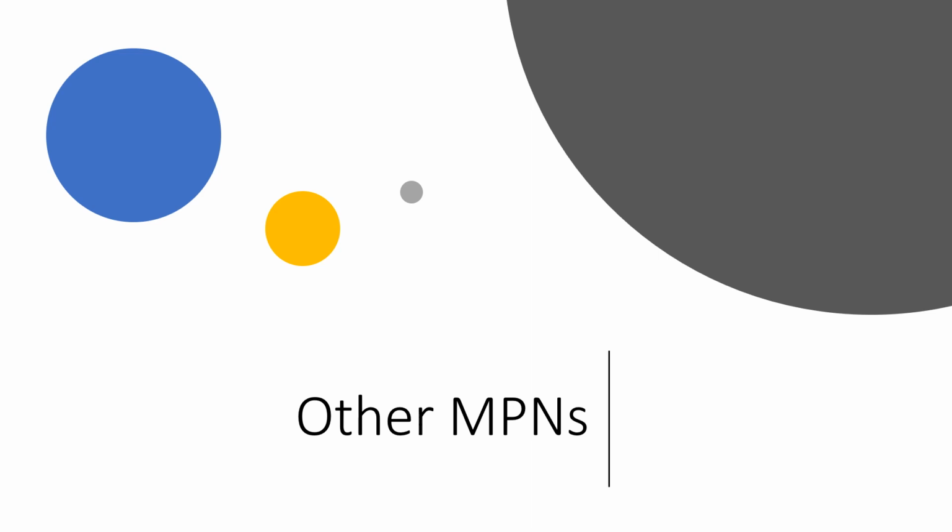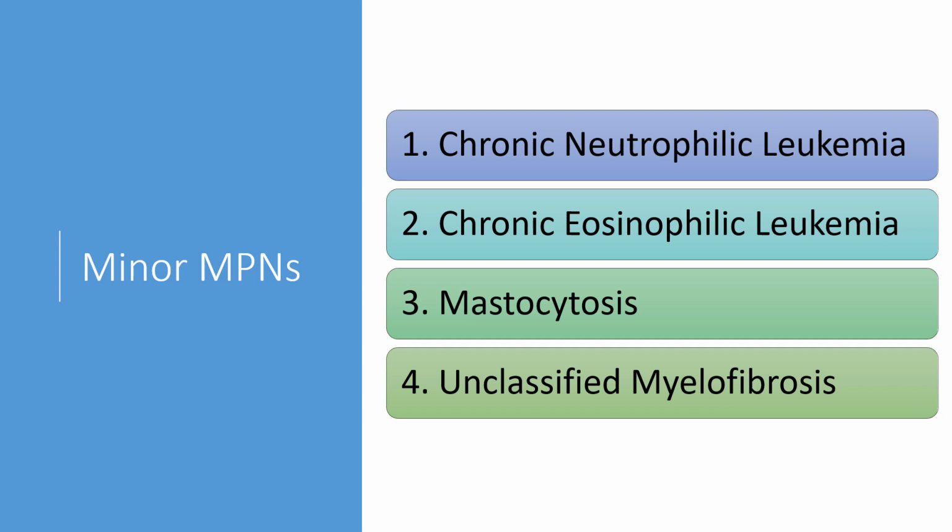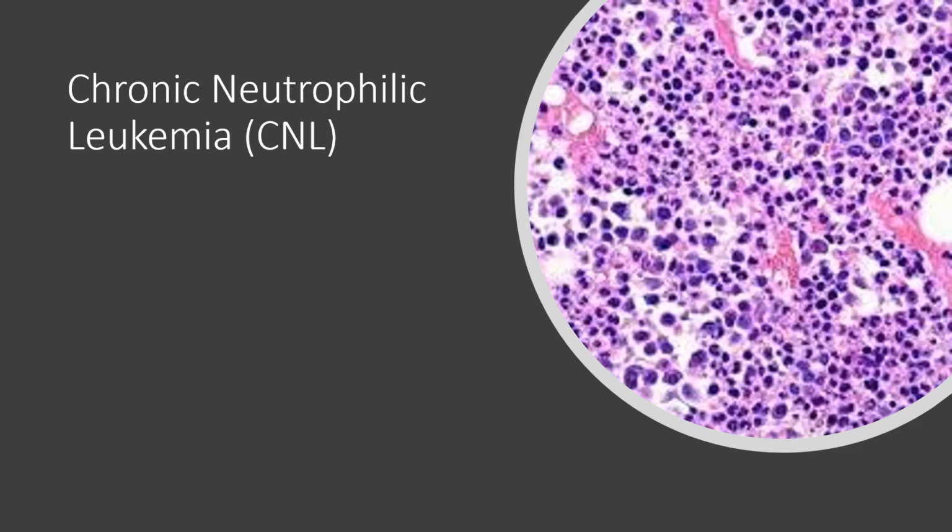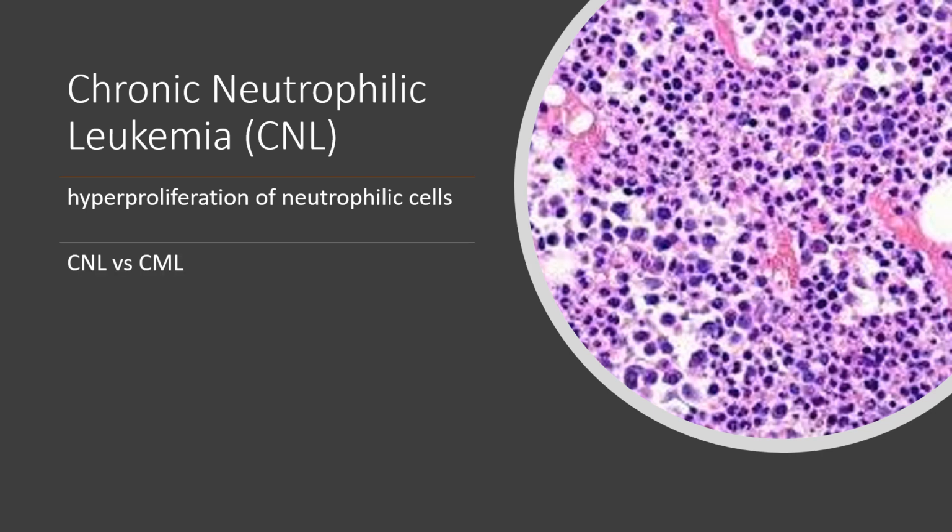Let's now proceed to the other or the minor classes of MPNs. Although 4 minor MPNs have been noted, we will only be talking about chronic neutrophilic leukemia. Chronic neutrophilic leukemia is a clonal disorder in which a hyperproliferation of neutrophilic cells in the bone marrow produces a sustained neutrophilia in the peripheral blood.